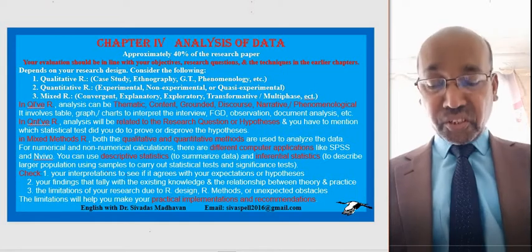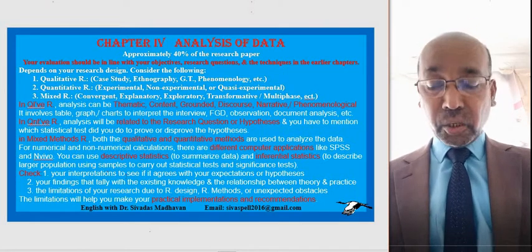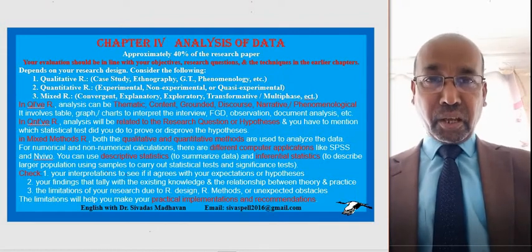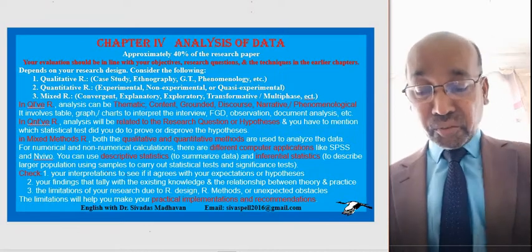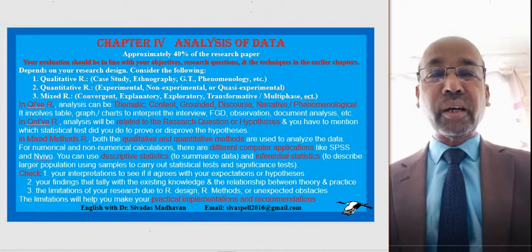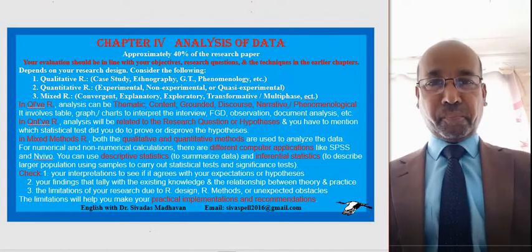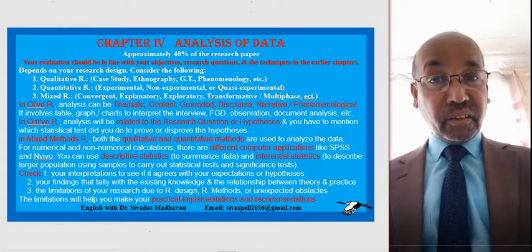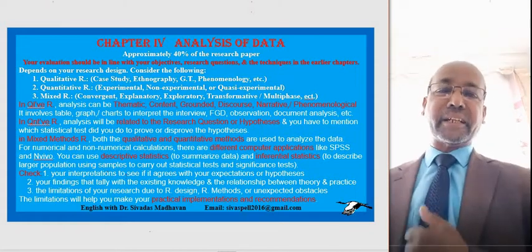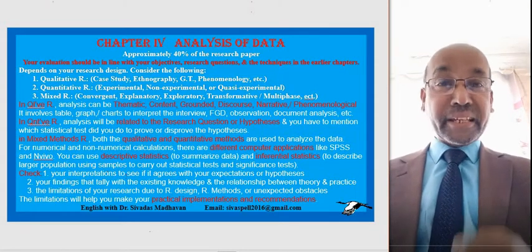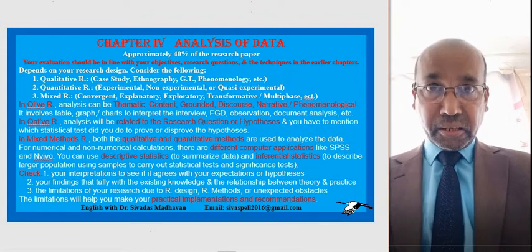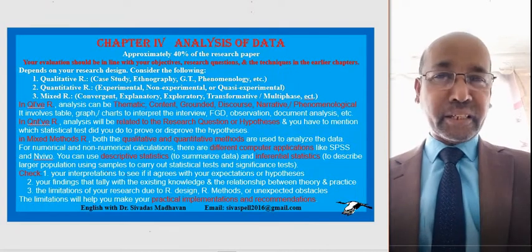If it is quantitative research, that is numerical. That means you are dealing with the numbers, calculations, etc. So quantitative research can be experimental research, or non-experimental research, or quasi-experimental research. And for that, you have to calculate. You have to use statistical calculations or mathematical calculations. And it will be unbiased, completely objective. That is, no personal bias will be there in quantitative research.